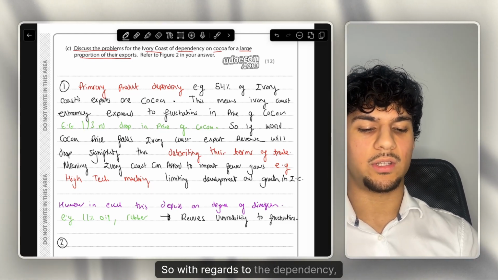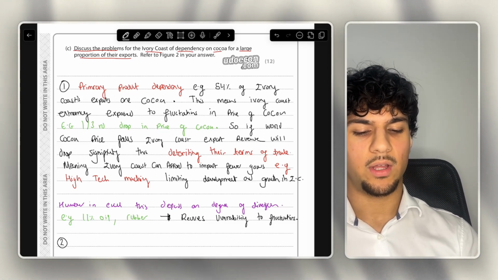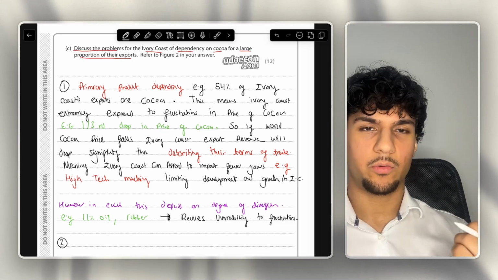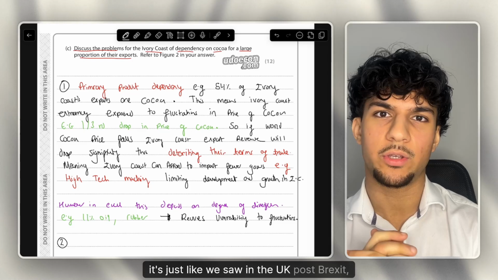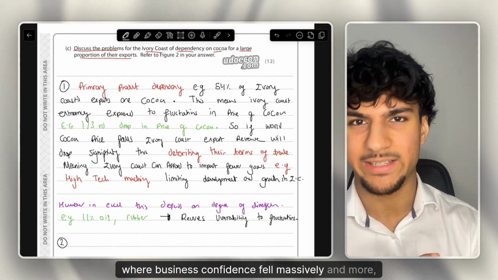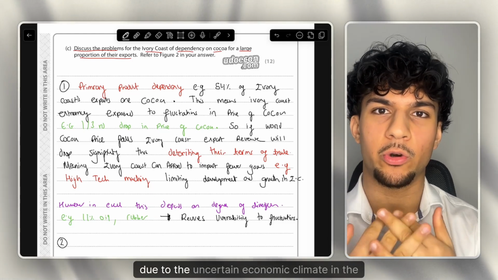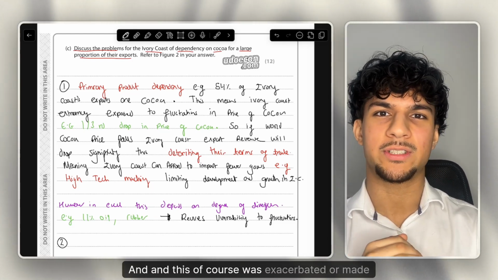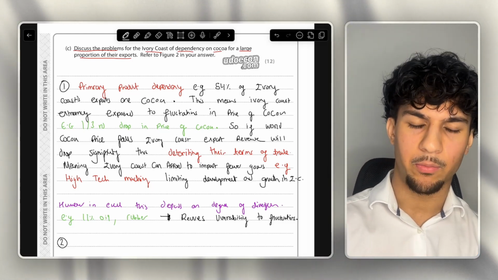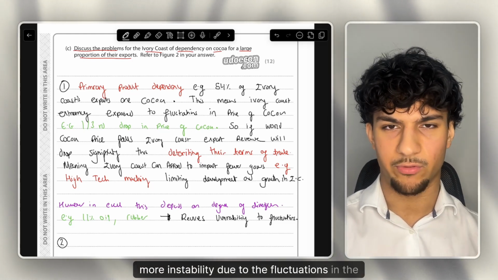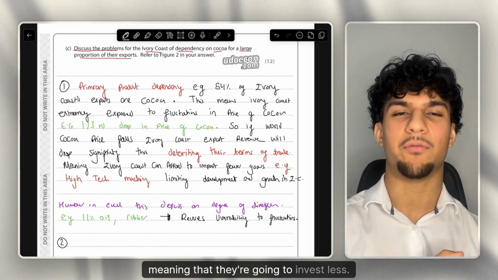So with regards to the primary product dependency and the fluctuations in the price of cocoa, it will lead to a massive degree of instability or uncertainty, which means domestic firms within Ivory Coast are less likely to invest. And it's just like we saw in the UK post-Brexit, where business confidence fell massively, and more importantly, animal spirits and business investment fell massively within the UK due to the uncertain economic climate in the future. And this, of course, was exacerbated or made worse by the COVID-19 pandemic. But back to the actual question. So more uncertainty, more instability due to the fluctuations in the price of cocoa is, of course, going to lead to less certainty for firms, meaning that they're going to invest less.